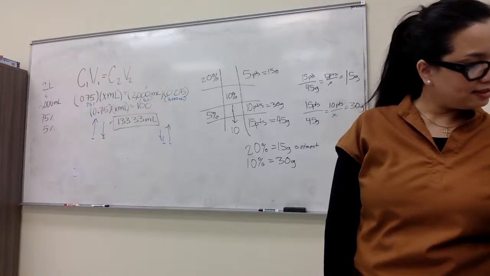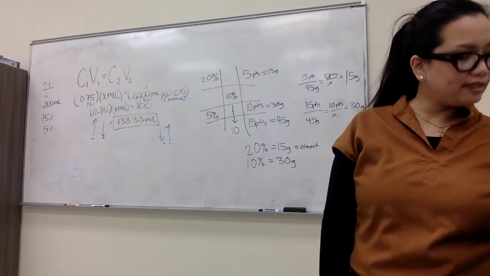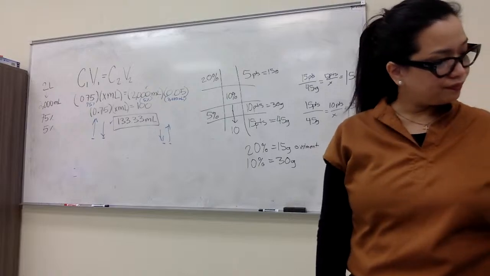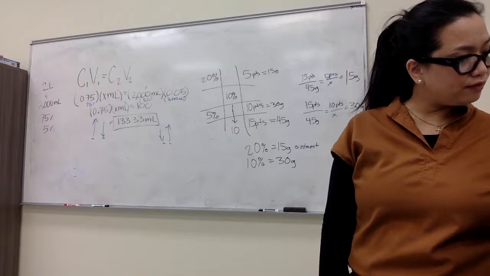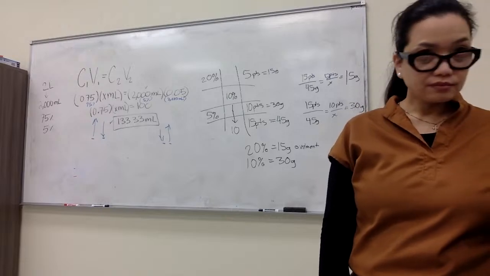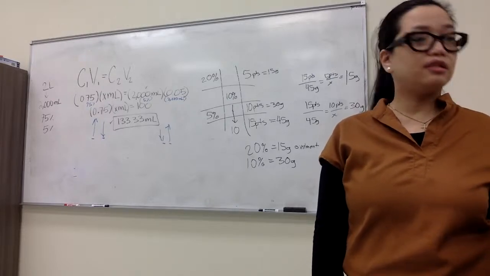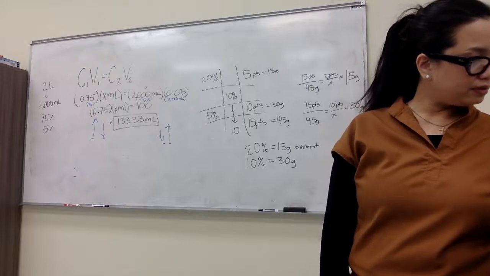17. 18. Concentration. 19. Conversions. 20, 21, 22, 23, 24, 25. What about 26 to 30? Terminologies.